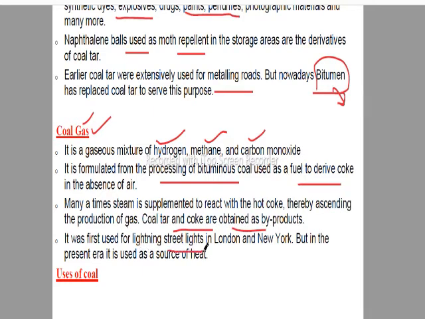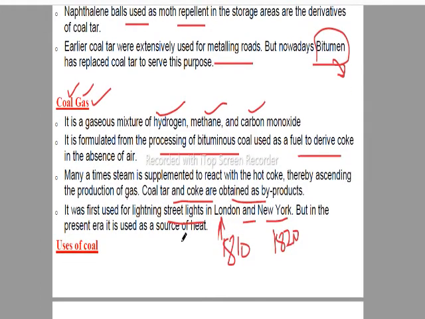First, it was used as lighting in street lights in London in 1810. 1810 में लंदन में इसको लाइटनिंग के लिए यूज़ किया था कोल गैस को, और आफ्टर 20 ईयर्स न्यूयॉर्क में भी इसको 1820 को एज ए लाइटनिंग रिसोर्सेज यूज़ करते हैं. नाउ right now as it is not used as a light source, it is used as a source of heat.